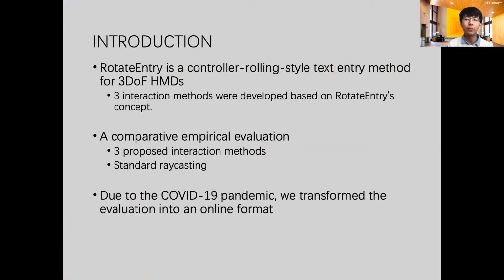So we proposed RotateEntry, a controller rolling style text entry method for 3 degrees of freedom VR devices. RotateEntry moves a key selecting cursor through the virtual keyboard using the controller's rolling angle and pitching angle. In this way, the user can put his or her hand holding the controller in any spatial position while entering text. Based on this RotateEntry concept, we developed 3 interaction methods that look at how to move the cursor across the virtual keyboard.